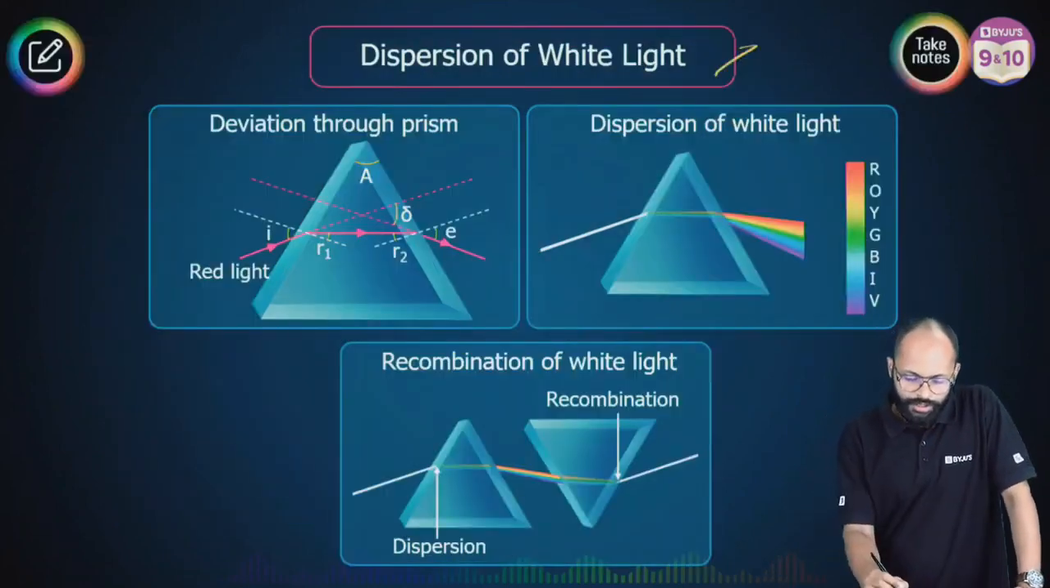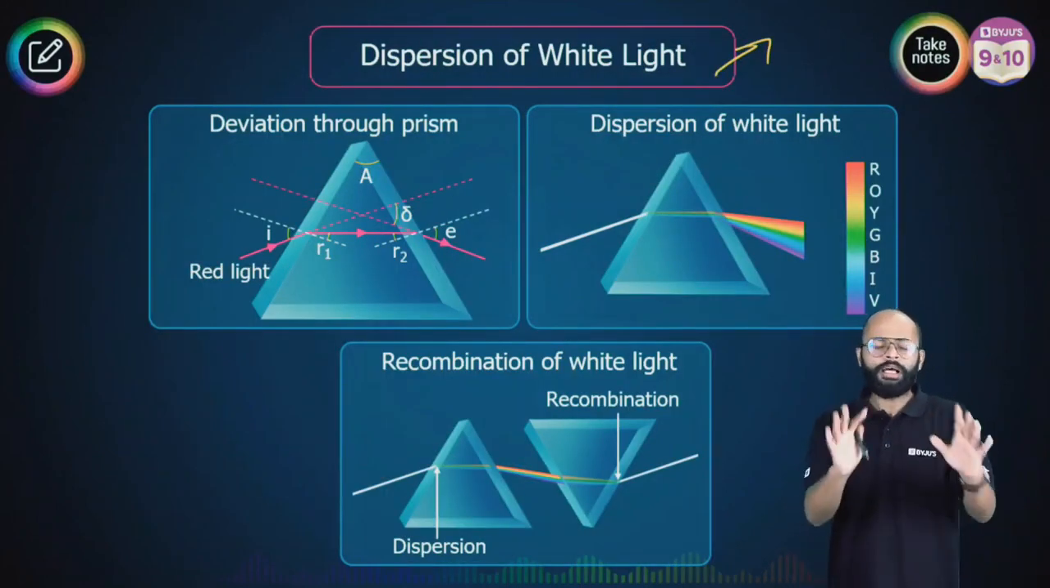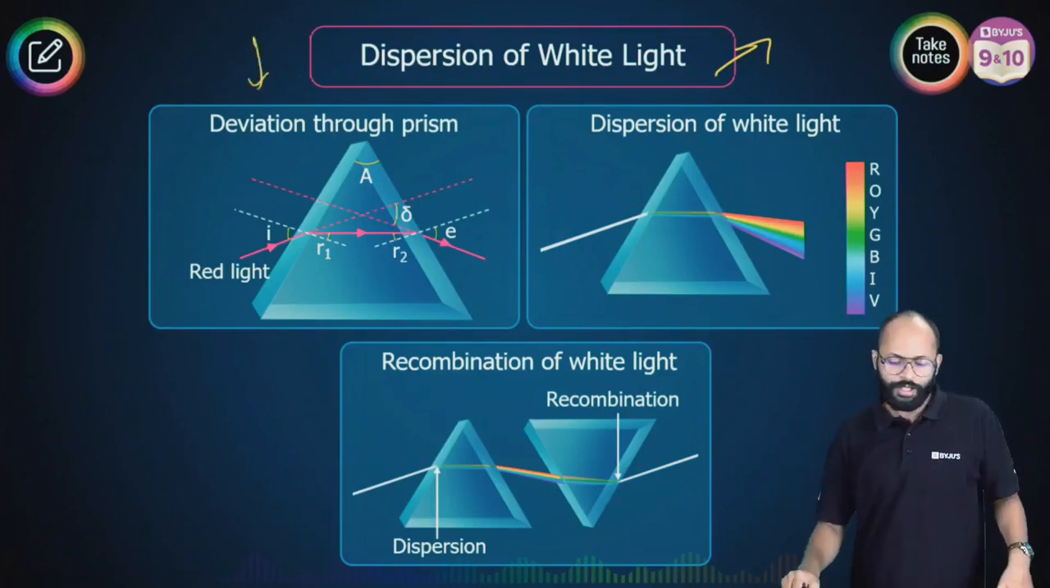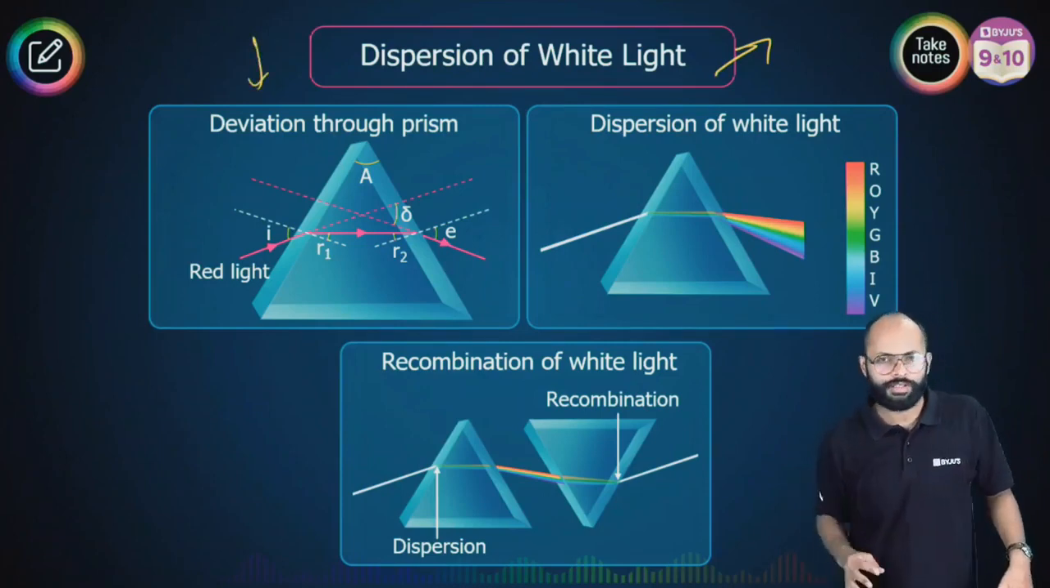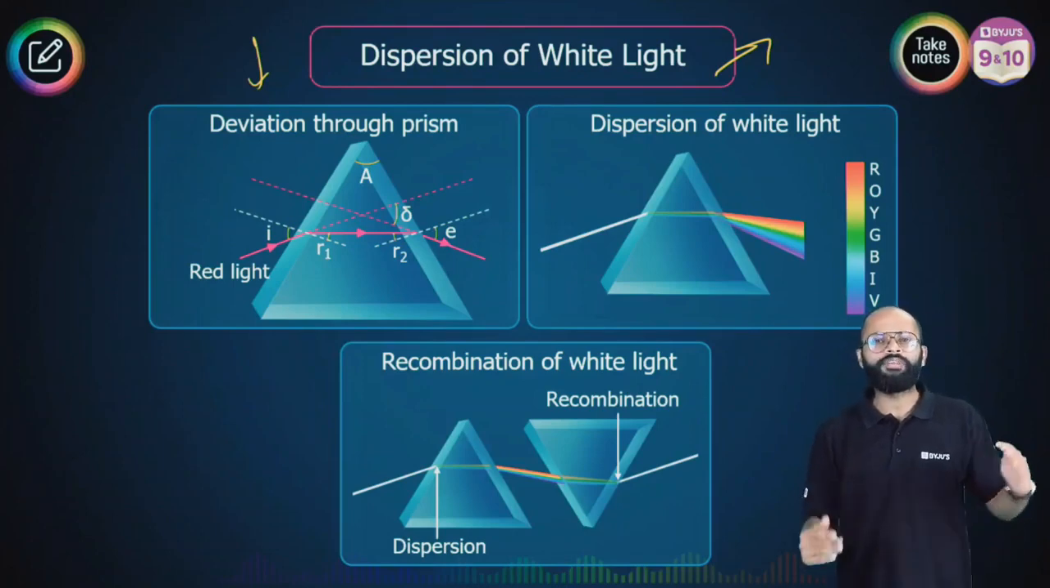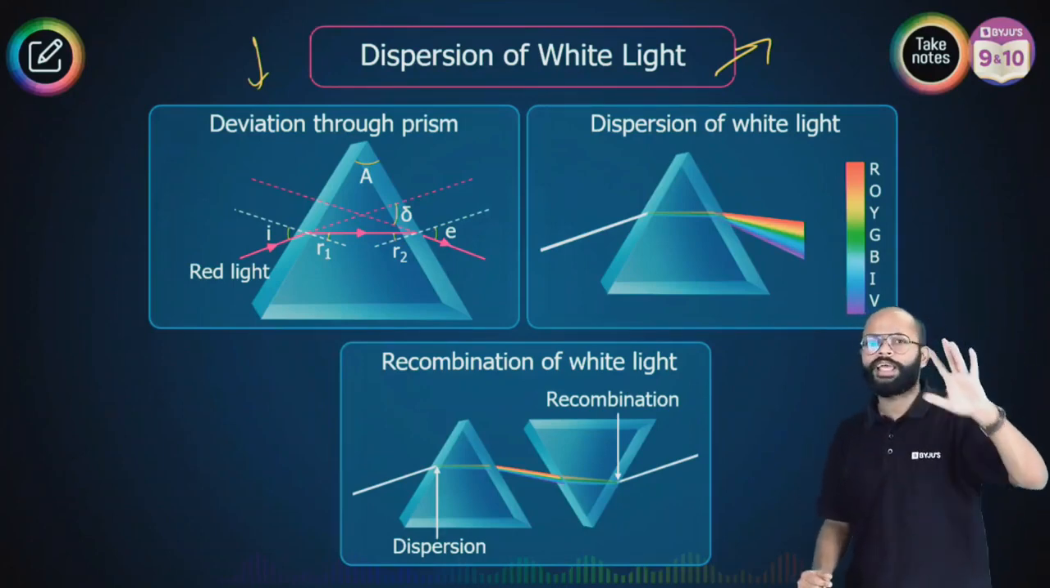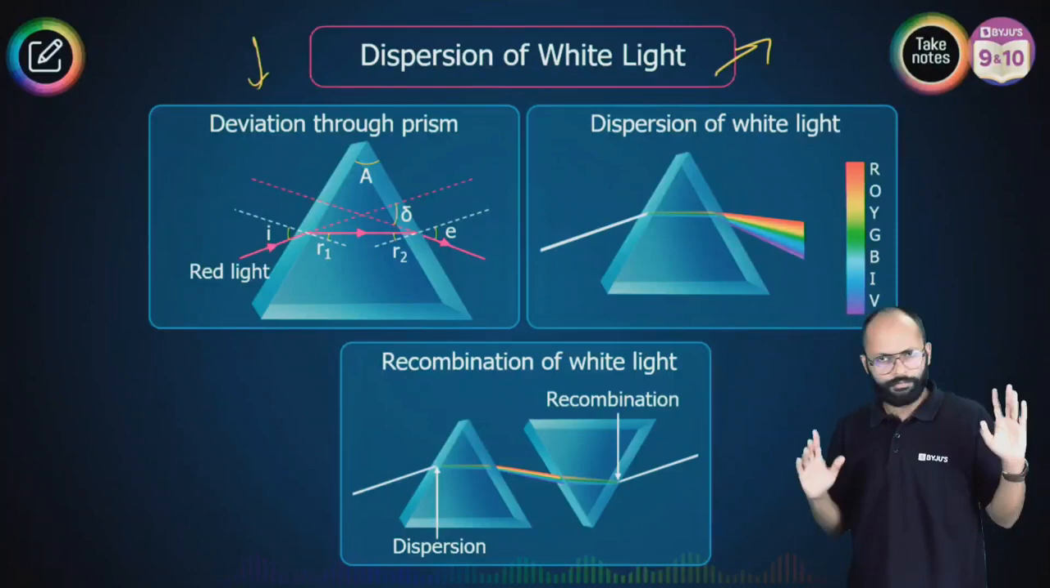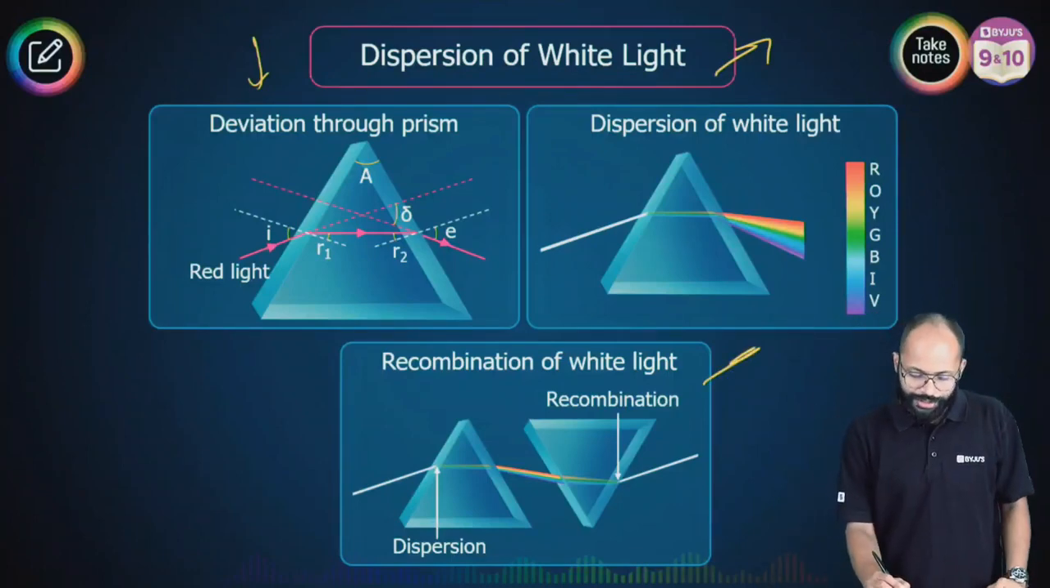Now, let me just summarize very quickly. क्या पढ़ा हमने dispersion में? Dispersion क्या होता है? It is the splitting of white light into 7 colors. Angle of deviation क्या होता है? The angle between the incident light and the emergent light is called angle of deviation. किस पे depend करेगा? पढ़ लिया हमने, right? Recombination कैसे होना चाहिए? ऐसे होना चाहिए.